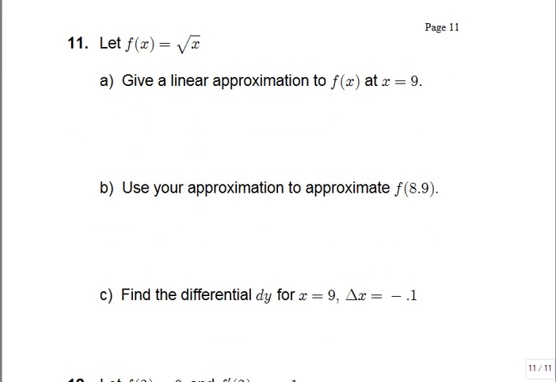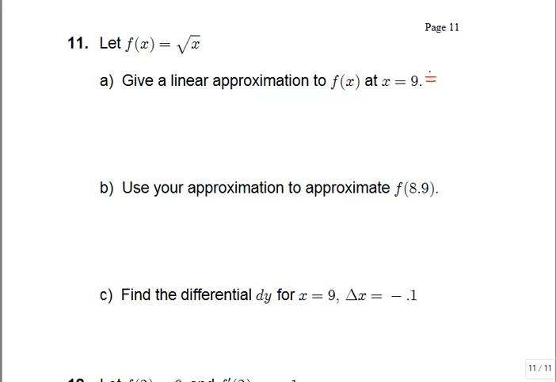All right, our last examples here are pretty similar. Here we have the function square root of x, and we want in part A to give a linear approximation to this function at x equals 9. So whenever a question is asking you for a linear approximation, the best line that is always going to fit your curve will always be the tangent line. So a linear approximation just means find the tangent line.